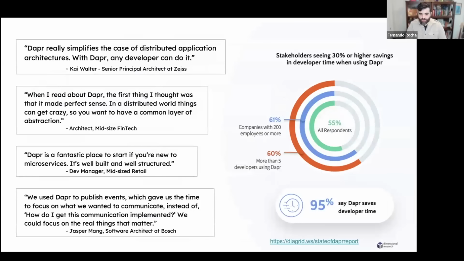A couple of numbers for you here. We ran a survey with over 150 developers, and 95% of them said that Dapr actually saves them developer time. They are being faster in their development environments, building out their solutions and focusing a lot more on business logic because of Dapr, right? And stakeholders are seeing 30% higher savings in developer time using Dapr. So if you choose to add Dapr to your workloads, to your architectures, to your system, you're going to see some numbers as well.